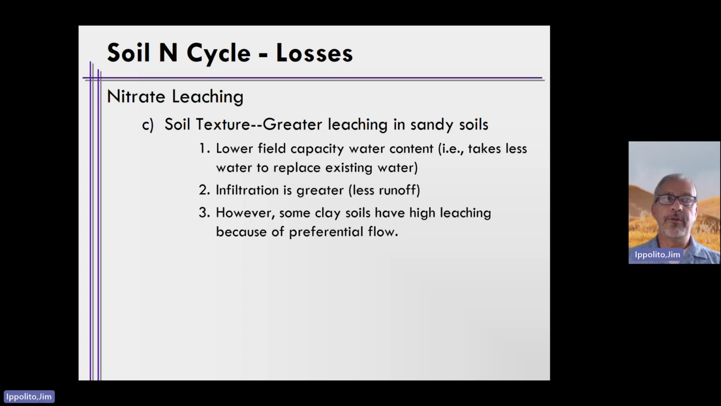And then, of course, there are always exceptions to the rule. In some clay soils that are expansive and contractive, when they contract, you may have larger pores that preferentially open, which lead to preferential flow and the carrying of nitrate downward through the soil profile.